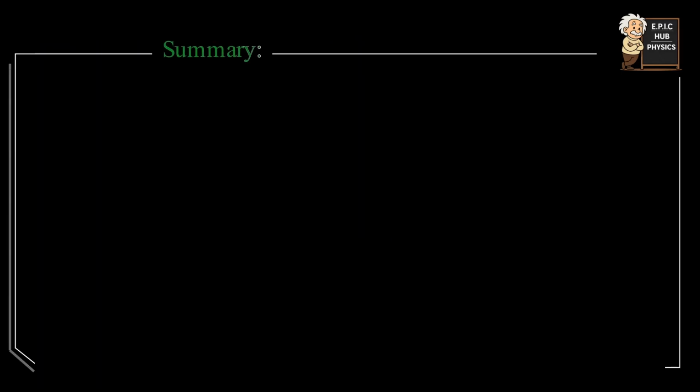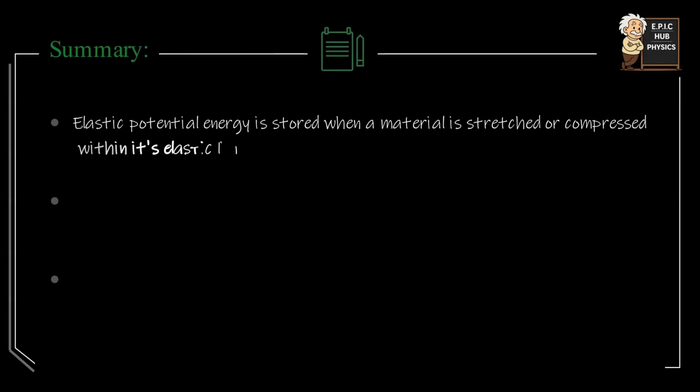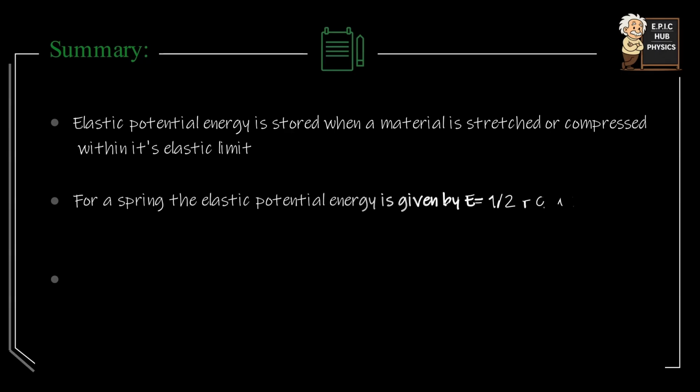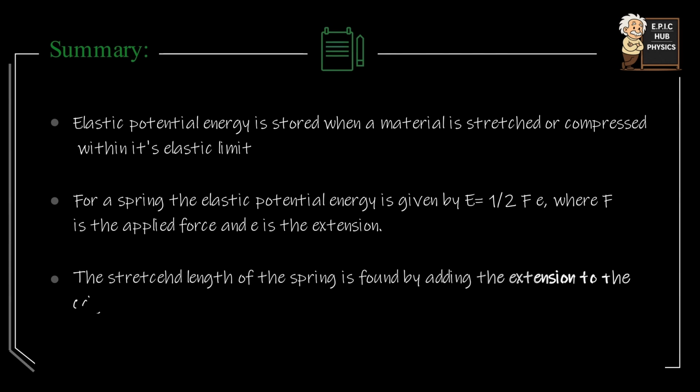Here are the main ideas in a nutshell. Elastic potential energy is stored when a material is stretched or compressed within its elastic limit. For a spring, the elastic potential energy is given by E equals 1/2 Fe, where F is the applied force and e is the extension, and the stretched length of the spring is found by adding the extension to the original length.